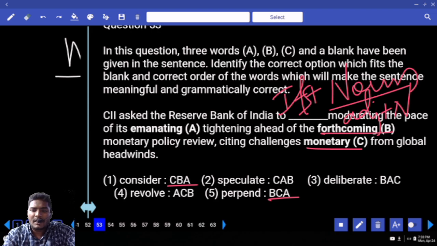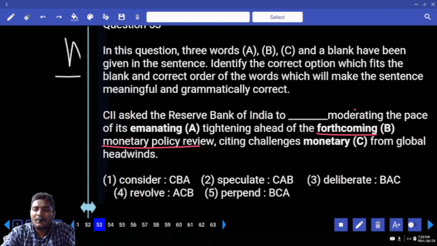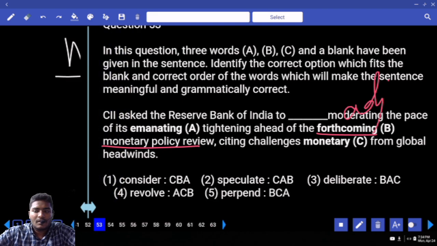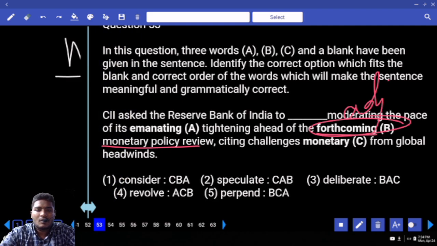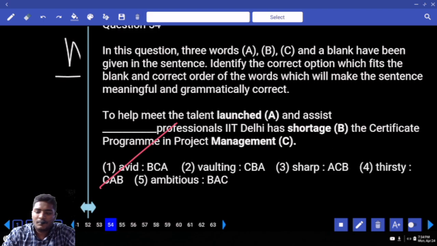Okay, let us look at the continuation: tightening ahead of the dash monetary policy. Now tell me your answer. Already monetary policy is given here, so what do we need in this place? Only an adjective. So what is the only adjective we can use here? Forthcoming. That means B must be used in the same place. So which is your answer here? First answer. Next move to 54.